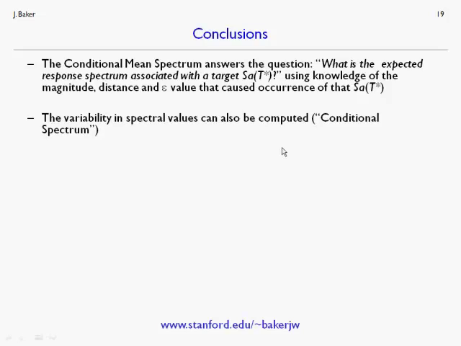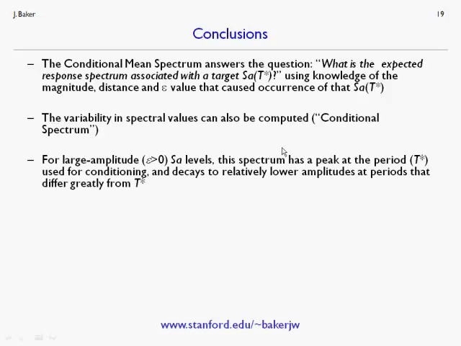So that's the expected response spectrum, this conditional mean spectrum. We can also find the conditional standard deviation that characterizes the variability in response spectra at all periods. And when we have both the mean and the variability, we might call it a conditional spectrum. It's no longer just a mean spectrum.